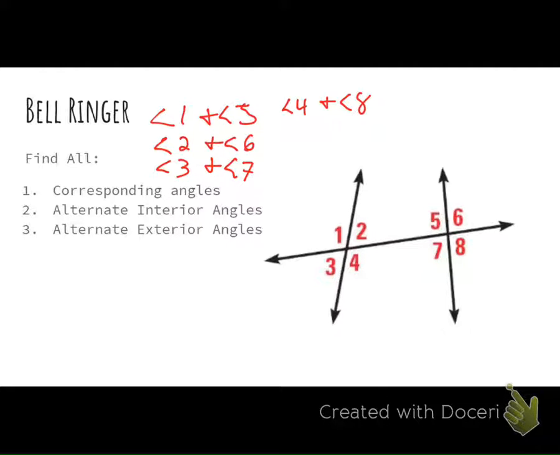And then after that we had alternate interior angles, which we know are angles 2 and 7, and we also had 4 and 5. Along with that we had alternate exterior angles, and our alternate exterior angles were 1 and 8, and then 3 and 6.